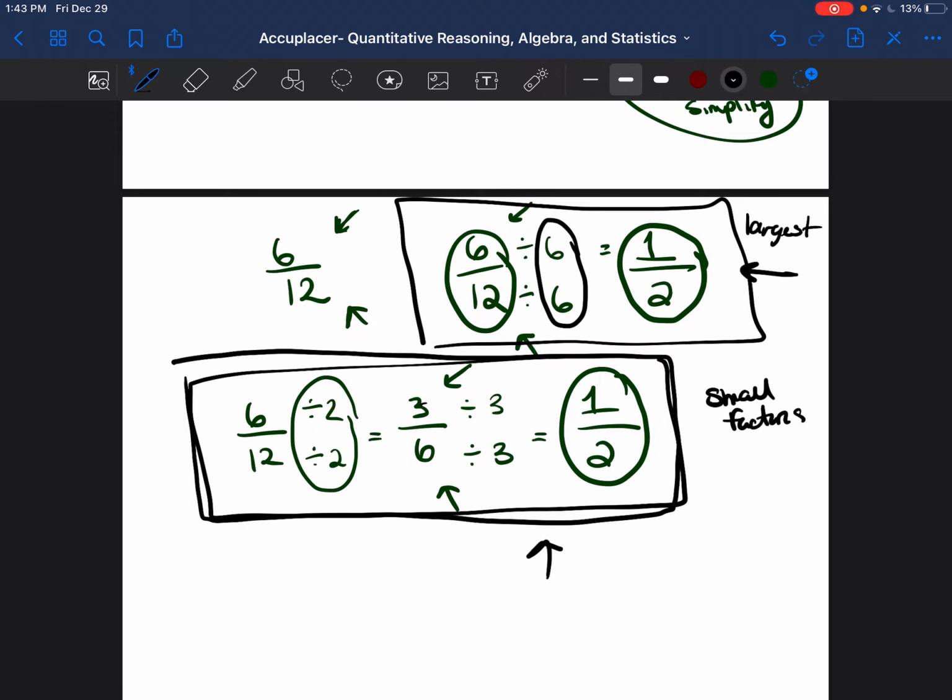But when you get an answer, like we got an answer 3/6, please just in your brain say, is there a way for me to simplify this even further? Is there a number that can go into the top number 3 and also the bottom number 6?